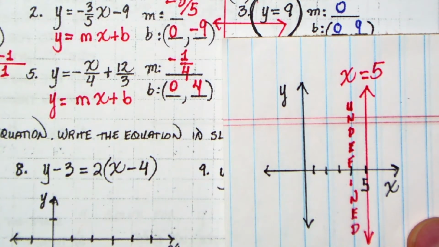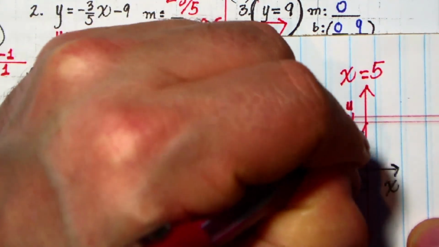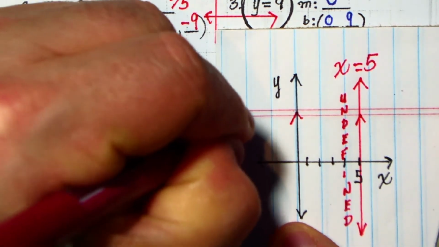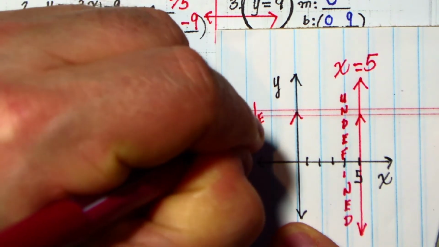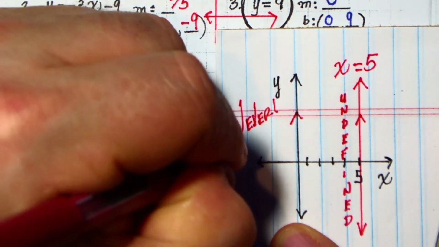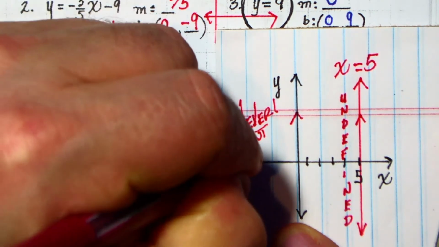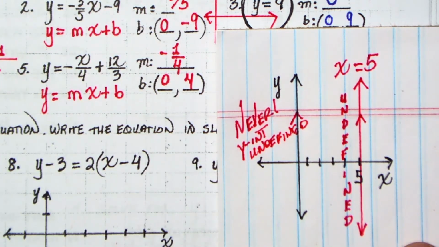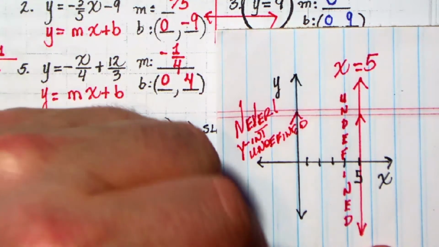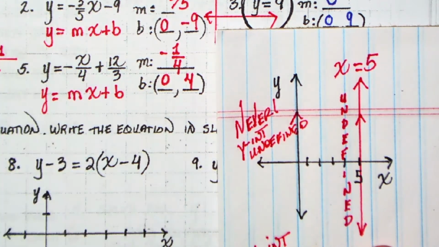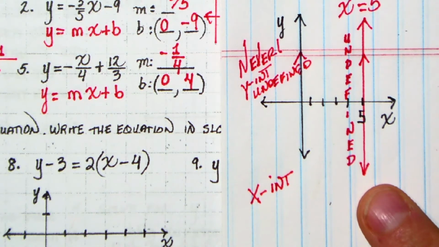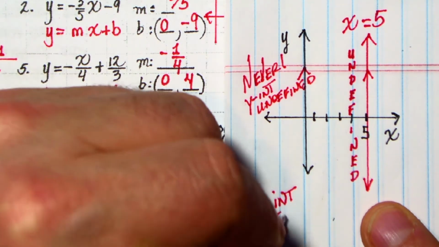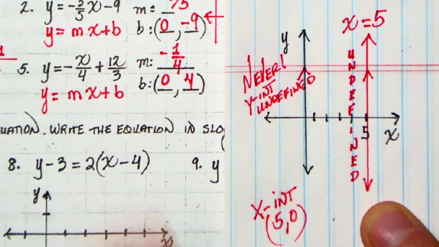It's parallel to the y-axis, so it never crosses the y-axis. Never. So the y-int is also undefined. What's the x-intercept? In coordinate notation? 5, 0.